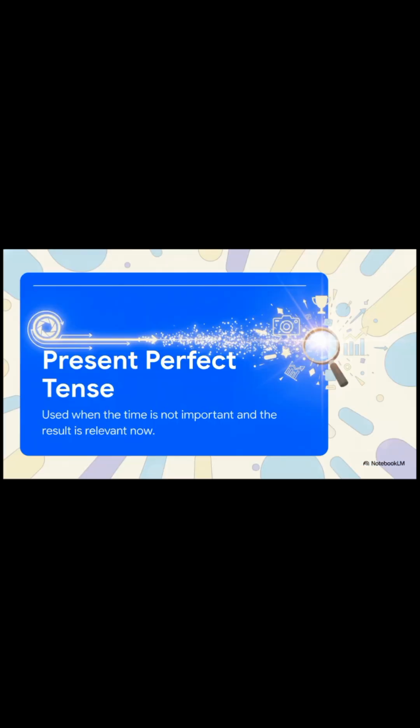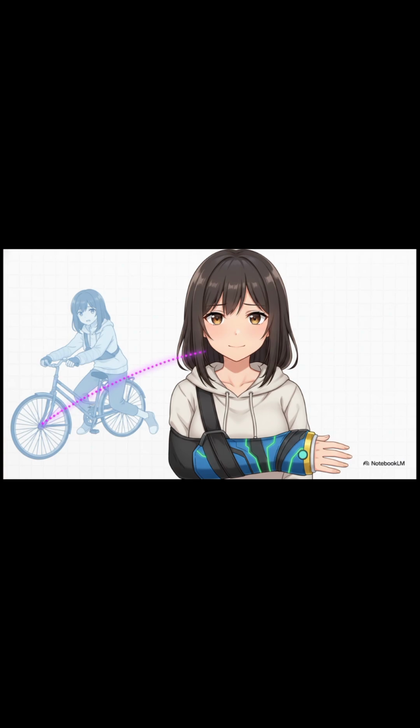And this brings us to the present perfect tense. You can think of this one as our results camera. It totally ignores the specific time of a past event because its entire focus is on the effect that action has on the present. So check out this example.